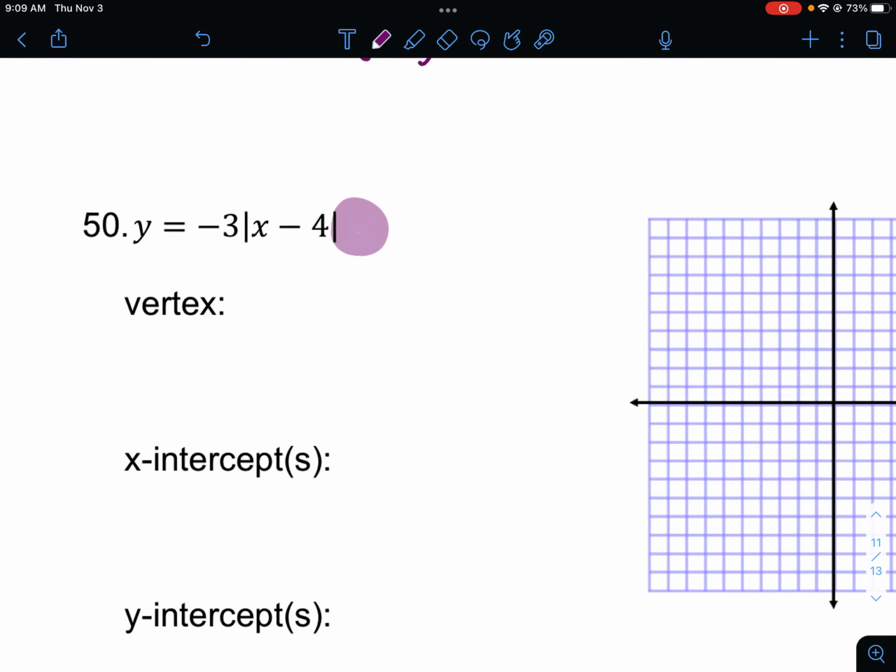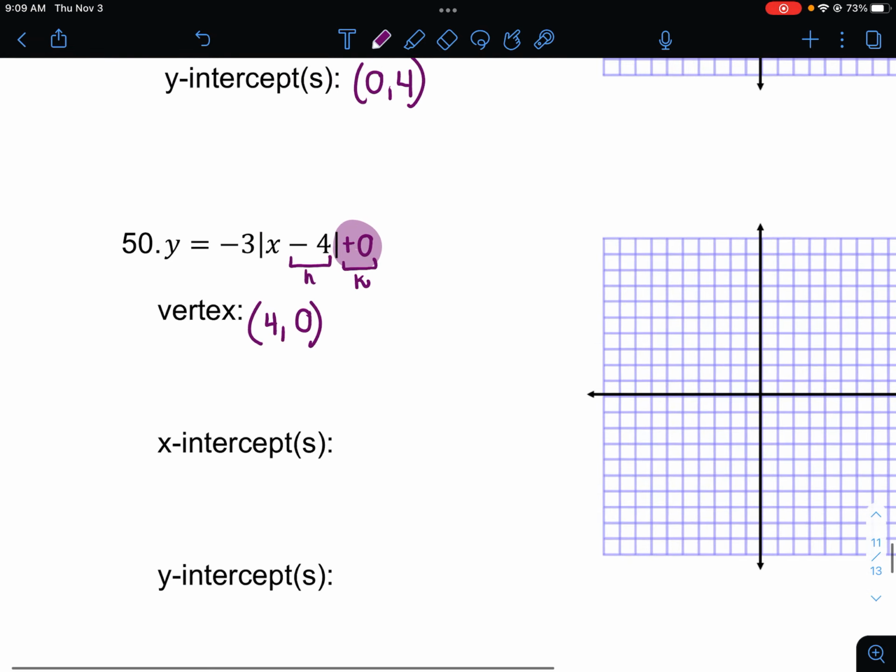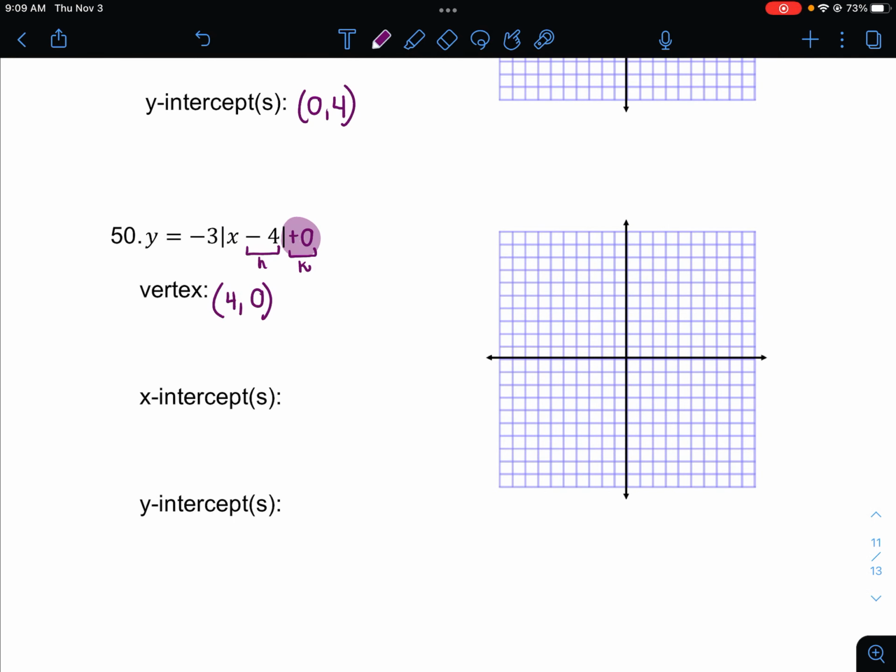The only thing I want to say about number 50, so my H value is going to be a positive 4. You see a negative 4, so it's going to be the opposite of that. In my K value, you don't see anything written there. It is going to be 0. So your vertex for number 50 is at 4, 0.